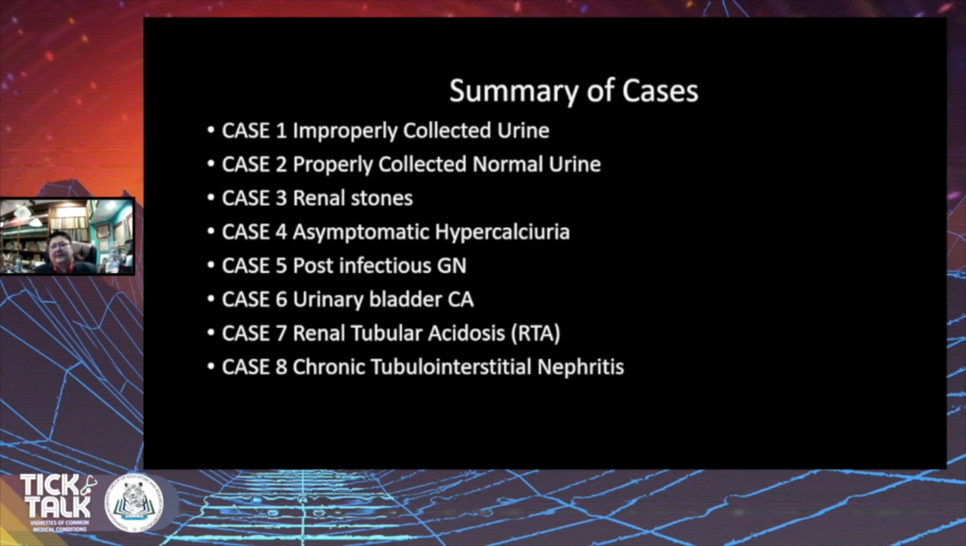So the summary of cases, doctors, I have presented to you 8 cases. Case 1, improperly collected urine. Case 2, properly collected urine, normal urine. Case 3, renal stones. Case 4, asymptomatic hypercalciuria. Case 5, post-infectious GN. Case 6, urinary bladder CA. Case 7, RTA. And case 8, chronic tubulointerstitial nephritis.